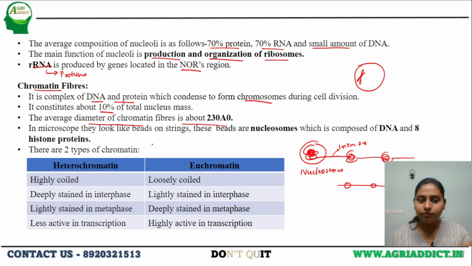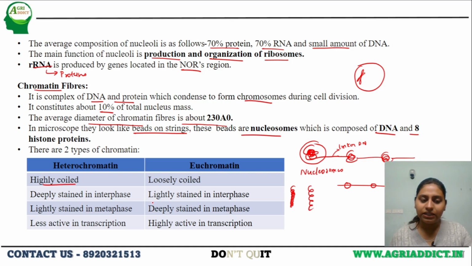In the microscope, when we look at chromatin fibers, they appear as beads on a string, and those beads are called nucleosomes, and they are composed of DNA and 8 histone proteins. And in any chromatin, there are two different types, that is the heterochromatin region and the euchromatin region. The difference is that heterochromatin is highly coiled, that is, it will be very densely and highly coiled, whereas euchromatin is loosely coiled.